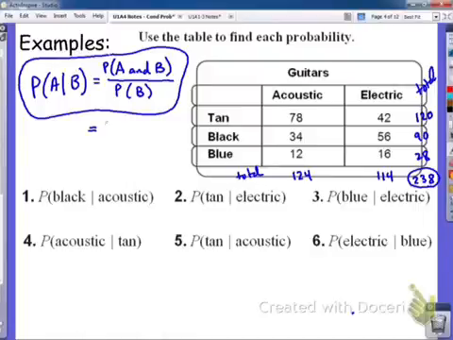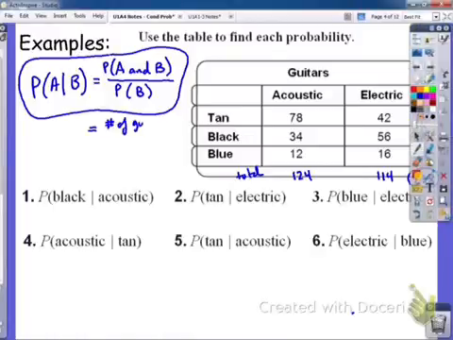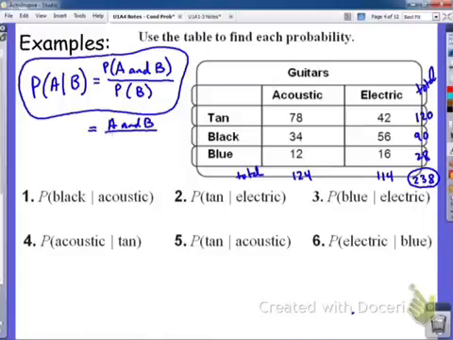It's the number of guitars. Well, let me rephrase that. It's the number, so I can figure out how to word this. Often I just write A and B over B. The number. Okay? I'll explain that in just a moment.